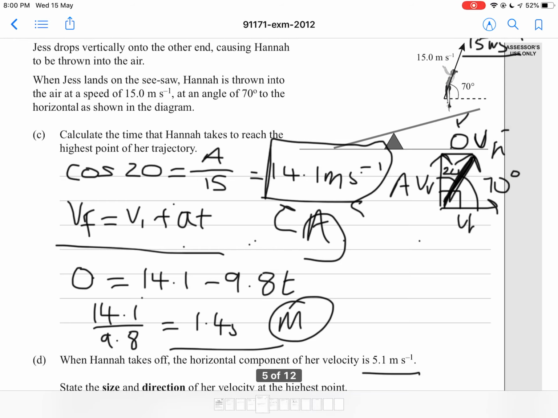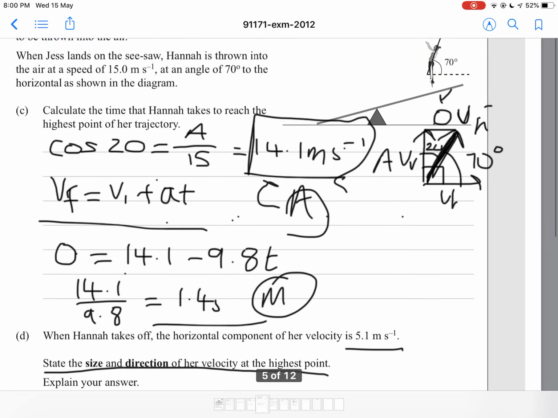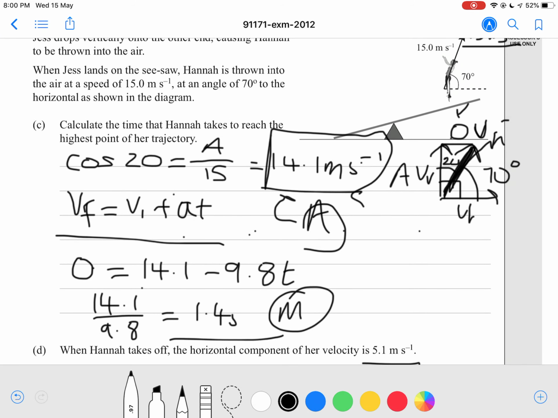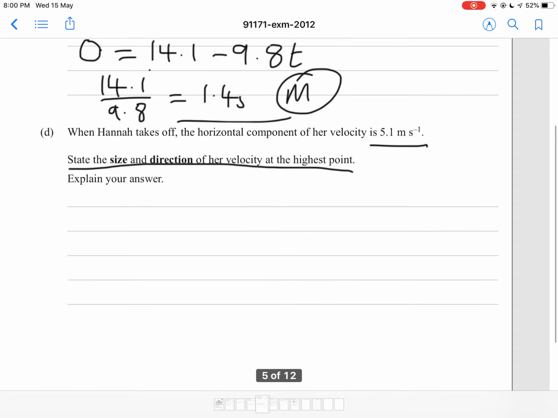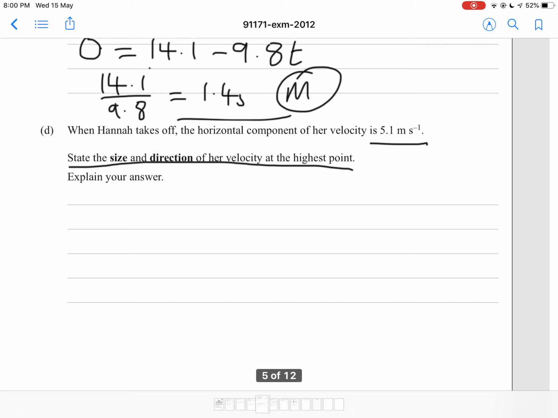Actually, no, you'll be using this one. So you'll be using 70, and this is opposite here. So you'll be using cosine 70. Using the same formula, but using cos 70 to find the horizontal component. But right now they've already given you the horizontal component, so that's less work for you.